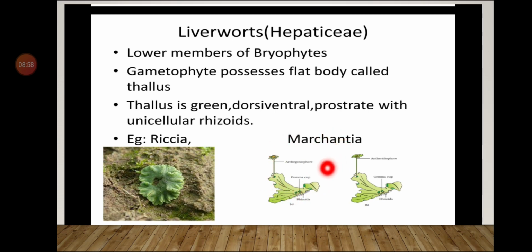A flat green-colored structure, and this flat body is known as thallus. The thallus is green, dorsiventral.